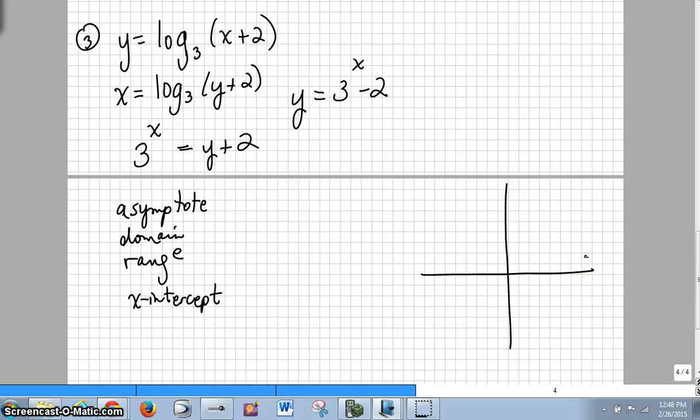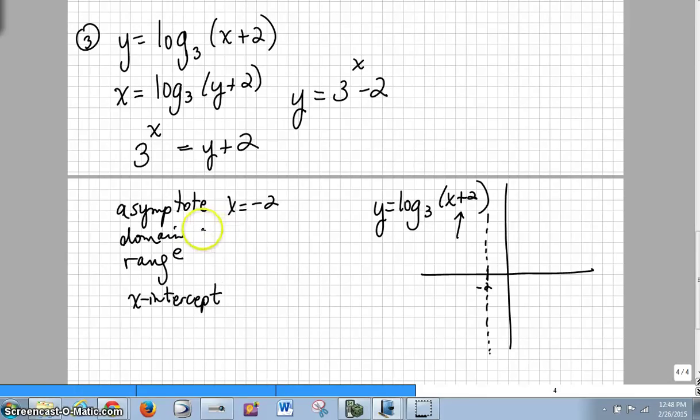Okay, so if I look at the function y equals log base 3 of x plus 2, I notice that we have a horizontal shift to the left by 2. So instead of there being a vertical asymptote at x equals 0, there's going to be a vertical asymptote at x equals negative 2. So I'm going to draw it. We have an asymptote at x equals negative 2. And the graph will always stay to the right of this asymptote. And so the domain will be x greater than negative 2 here.